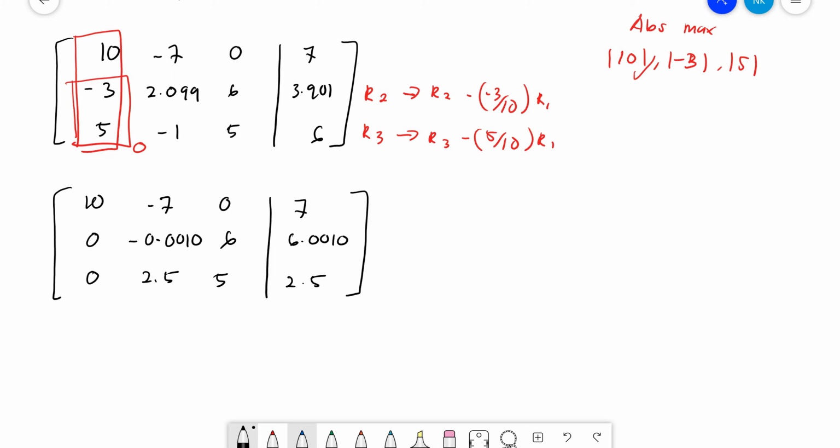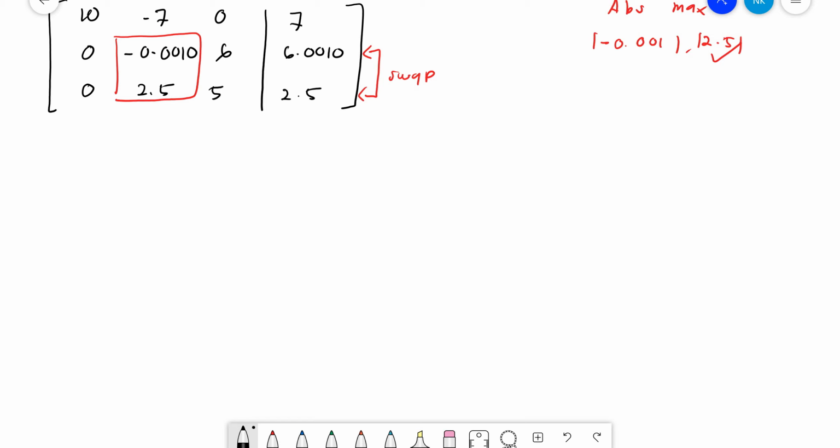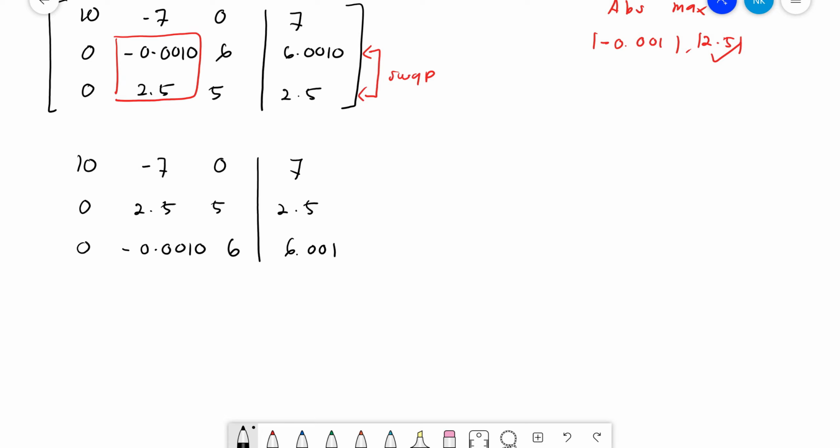For this part, this is where it differs from the first method. Now you check for the absolute maximum of these 2 elements, between negative 0.001 and 2.5. Between these two, 2.5 is the bigger one, so now you have to swap. The next step will look something like this: 10, -7, 0, 7, then 0, 2.5, 5, 2.5, and the last row is 0, -0.001, 6, 6.001.